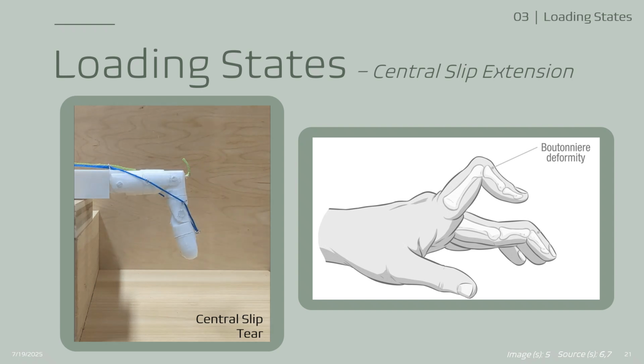The MCP will favor extension when the PIP is extended, as the lateral bands exert more force on the joint than the central slip does. Clinically, this is known as a boutonniere deformity, and it requires surgical intervention to be repaired.